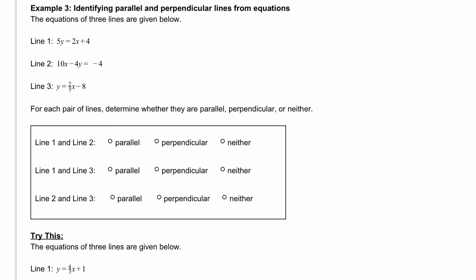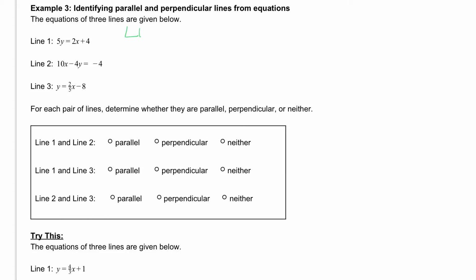In example 3, we're given three equations, line 1, line 2, and line 3. For each pair of lines, we want to determine whether they are parallel, perpendicular, or neither. In order to compare these, we need to know the slopes of all three lines, which means they all need to be in slope-intercept form.